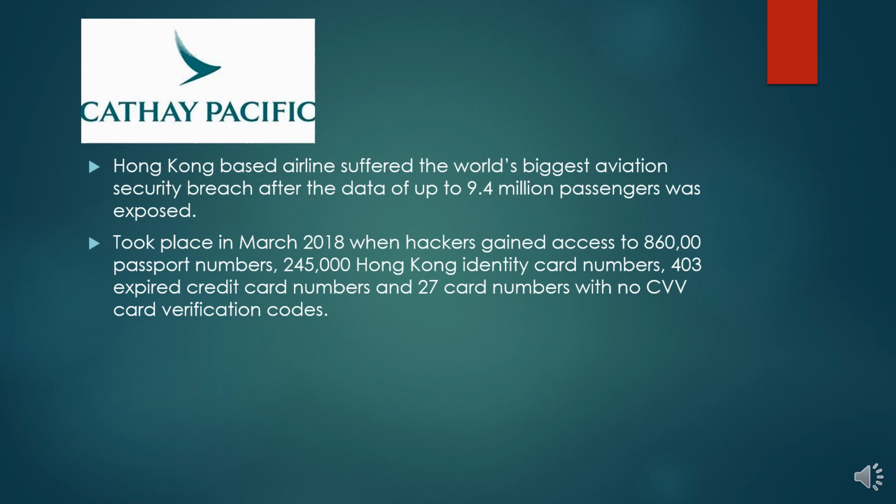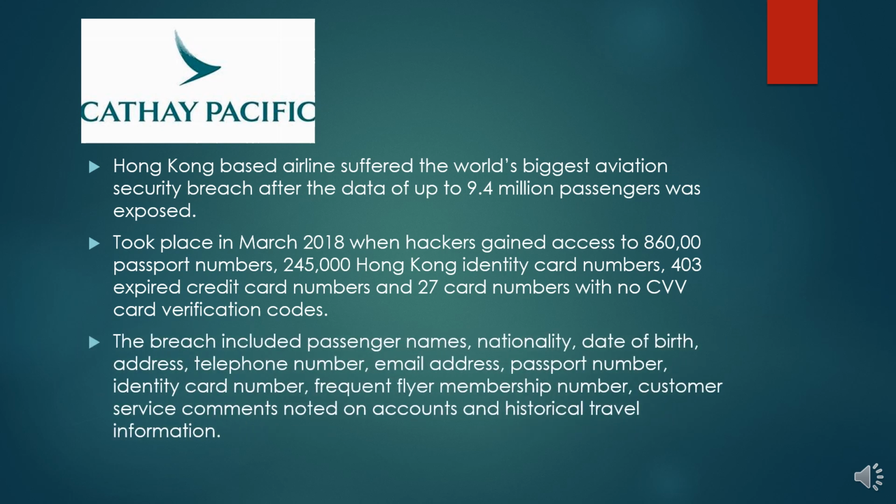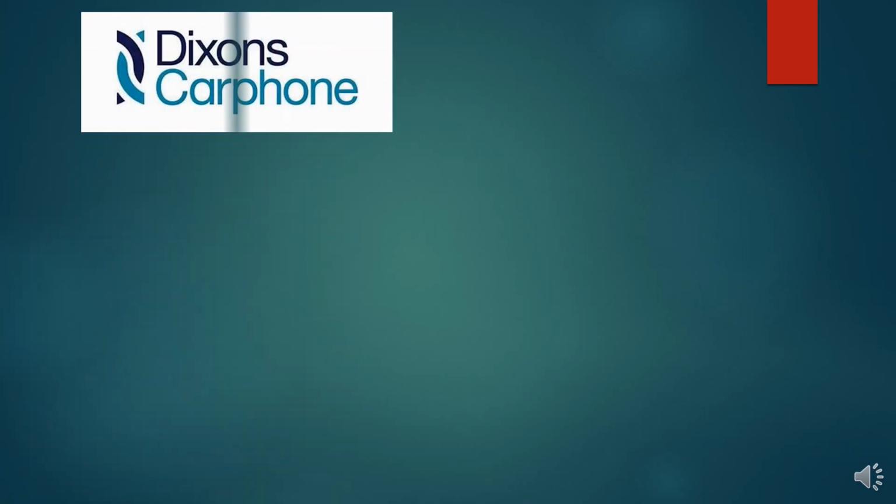The full data exposed in the breach included passenger names, nationality, date of birth, address, telephone number, email address, passport number, identity card numbers, frequent flyer membership numbers, customer service comments noted on their accounts, and historical travel information. The airline faced severe criticism for its 7-month delay in reporting the breach, and Hong Kong's privacy commissioner has since launched a compliance investigation stating the carrier may have violated privacy rules.